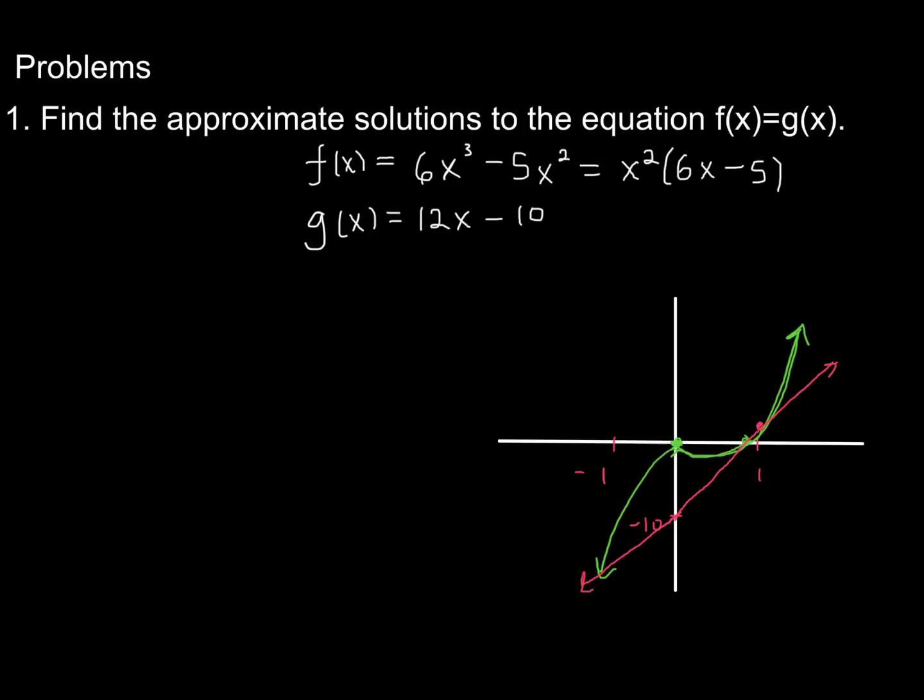Okay, so there I've seen my functions, and now I'm going to try and approximate the solutions. So you can do this just by eyeballing. You can see it looks like they're intersecting here, looks like they're going to intersect right here, and they're going to intersect somewhere a little past 1 as well. So now you just want to approximate, and then you can actually test them out.